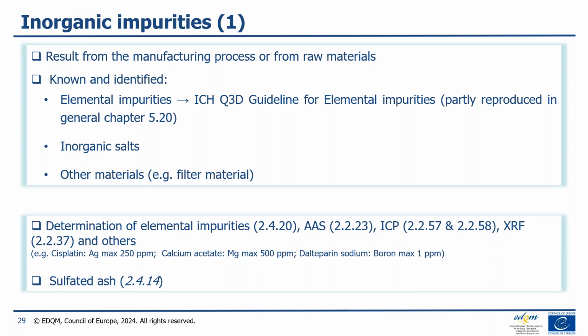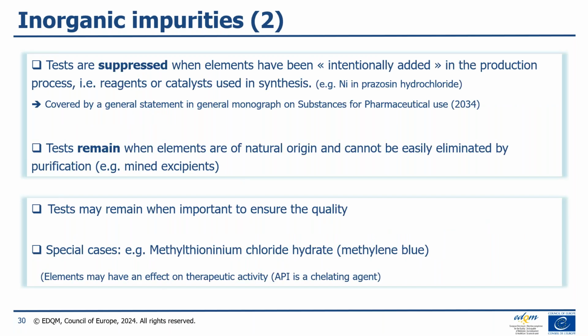Almost all individual monographs contain a test for sulfated ash, and this test is intended for the determination of the total foreign cations present in the organic substance. I would like to pay special attention to the elemental impurities. In general, you will not find a test for elemental impurities class 1, class 2A or 2B or class 3 in an individual monograph, unless it is necessary to ensure the quality of the substance.